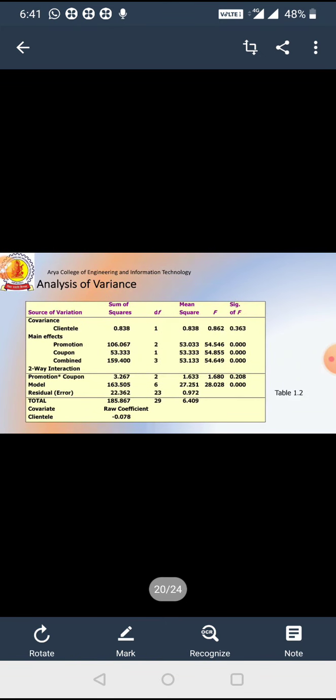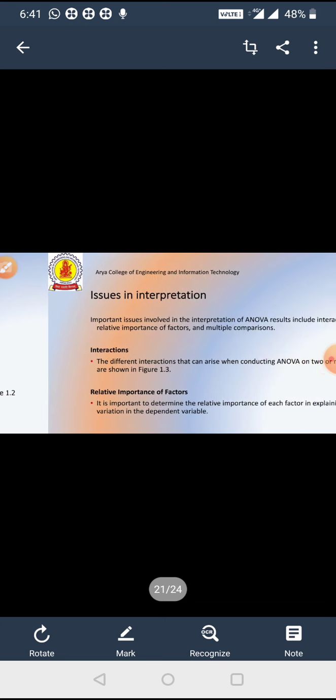The analysis of covariance in this example is given by the sum of squares, df, mean square, and significance of F. We have taken the main effects and both two-way interactions, so we get this type of results, and the sum of squares for the row and covariate is given in this table.